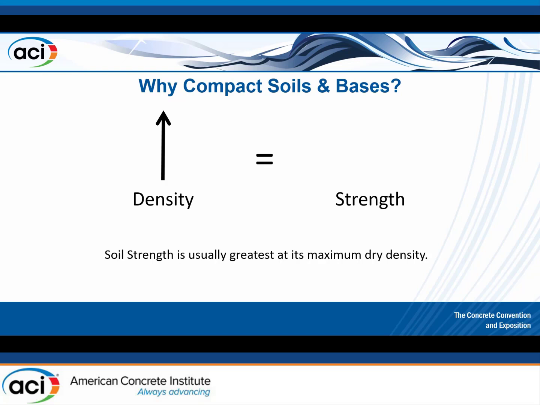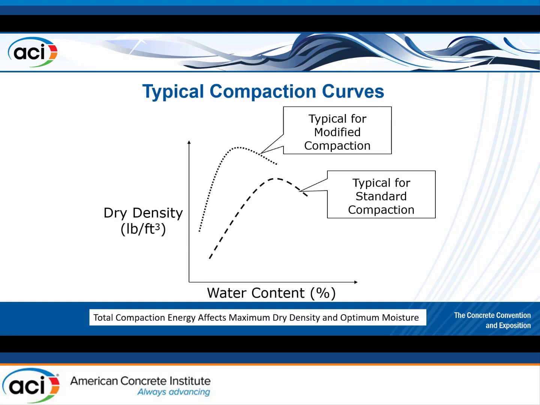It goes up, generally, right? When we increase density, we increase our soil strength, okay? And it's usually at its greatest at its maximum dry density. So we want to be able to relate moisture condition to density, which then also tells us what our strength is going to be. There's a couple of different methods that we can utilize to do that, and what those methods do is they change the amount of energy we put into compaction.